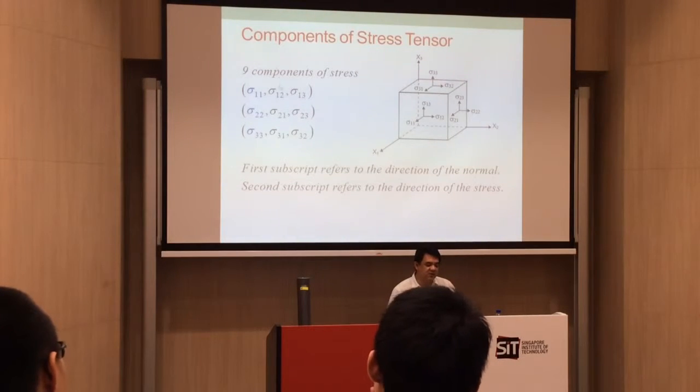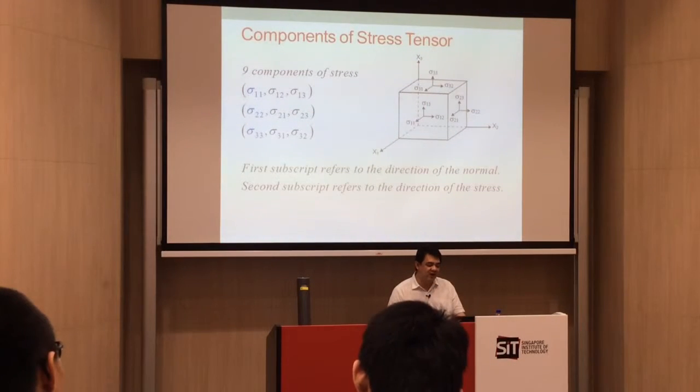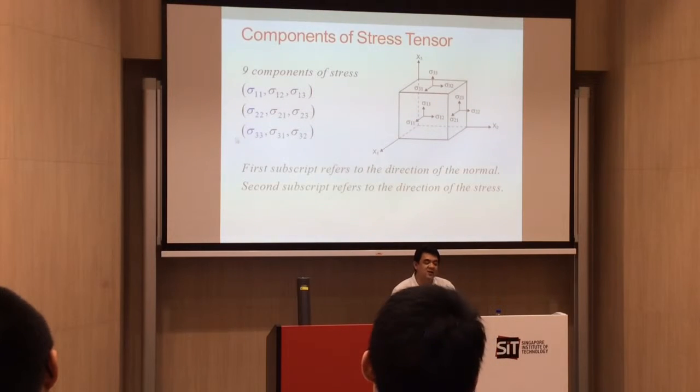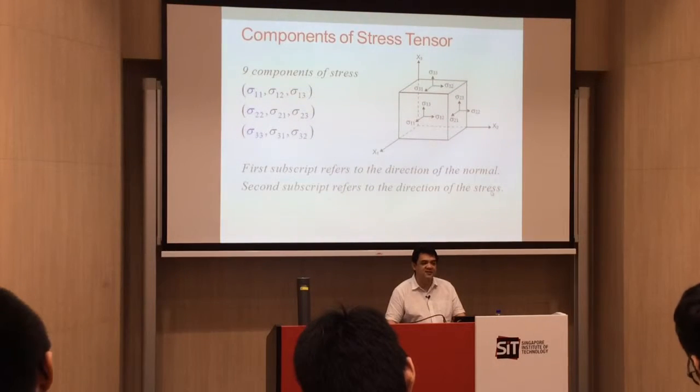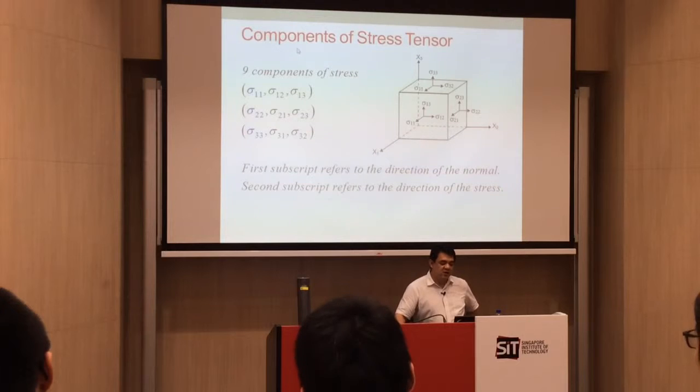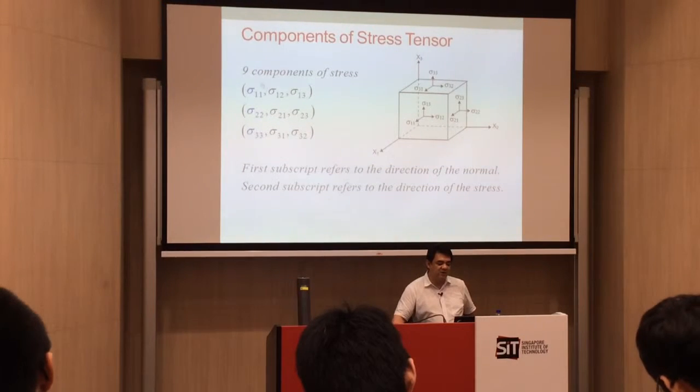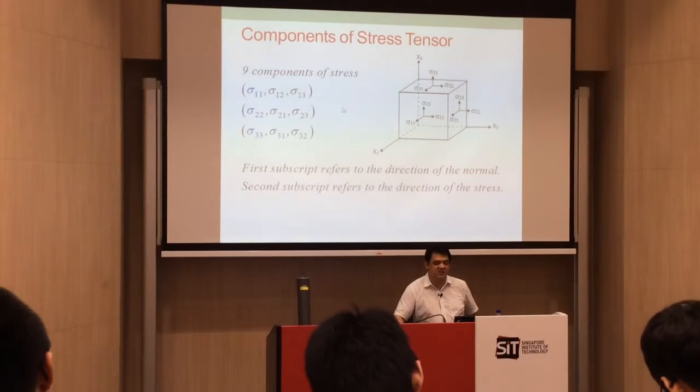So there you go again. Components of your stress tensor. There will be 9 components. You have 3 normal, 6 shear. I repeat, the first subscript refers to the direction of the normal, meaning perpendicular to the face that it's acting on. And the second subscript refers to the direction of that stress. Okay? So, components of the stress tensor, you have 3 normal stresses and 6 shear stresses.